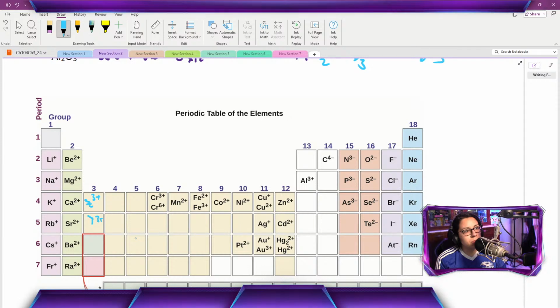So you have chromium 3+, chromium 6+, but again, chromium could be in other states as well. Same thing with manganese. It seems a little misleading that it's here. It still has variable oxidation states. So you could have 3+, 4+, 5+, 7+. All those are possible. Same thing with iron. It's just showing the most common ones are 2 and 3. And they're also ignoring all these other metals, which also have variable oxidation states.